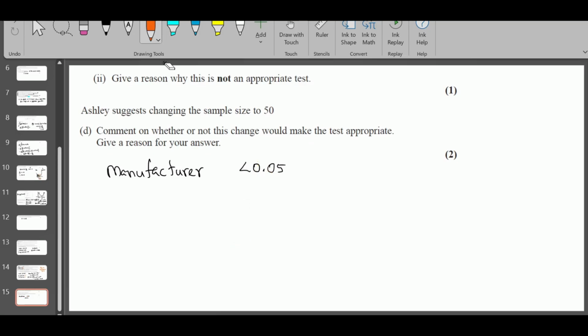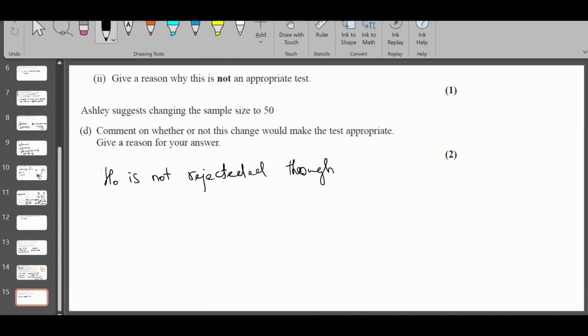So how do we write the answer? The H0, the null hypothesis, is not rejected though P of D equals 0 is the same as the manufacturer's claim. Hence, this is not an appropriate test.